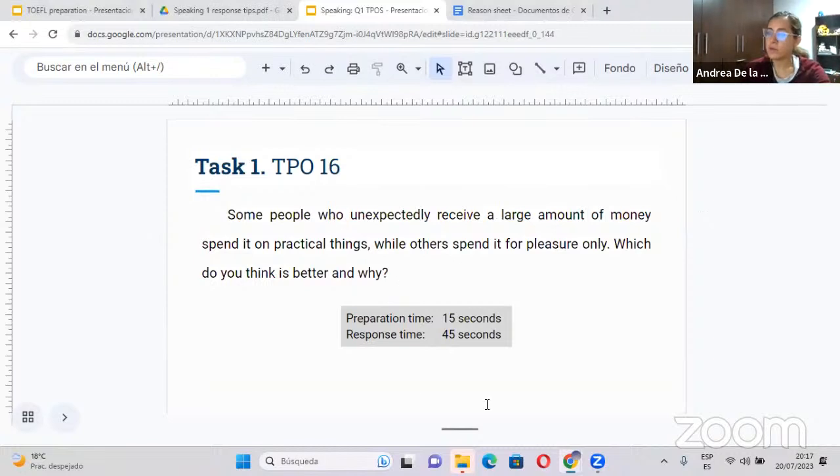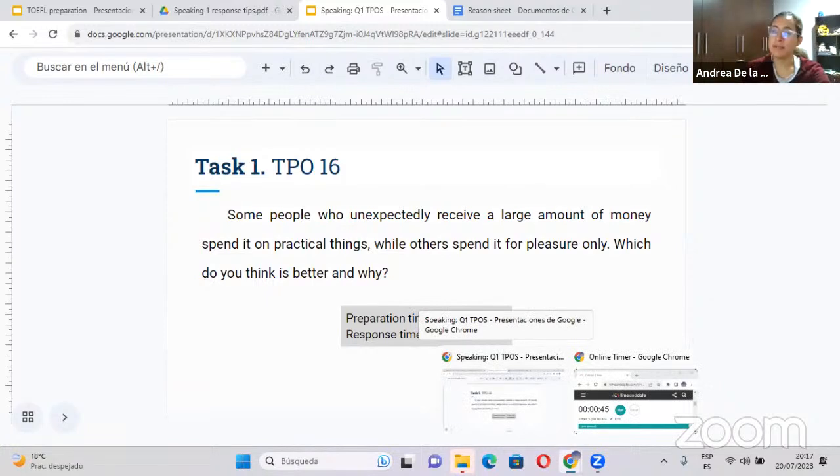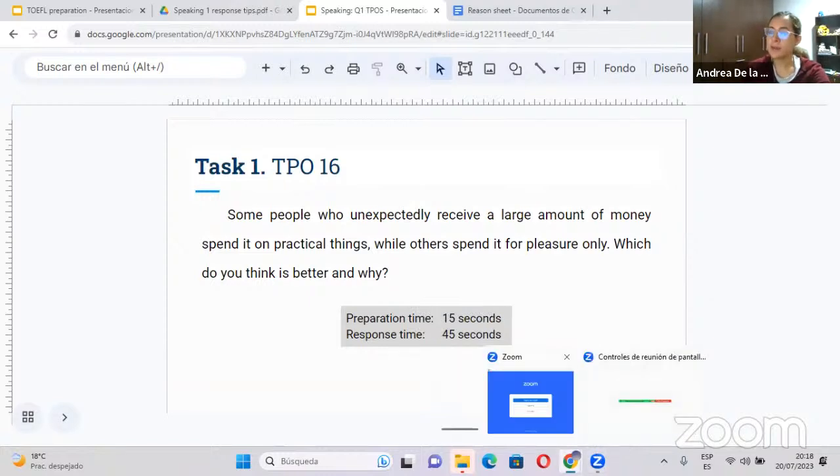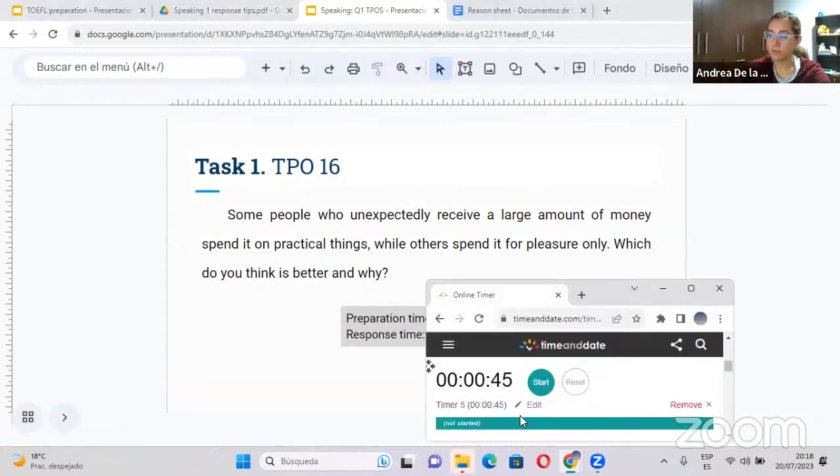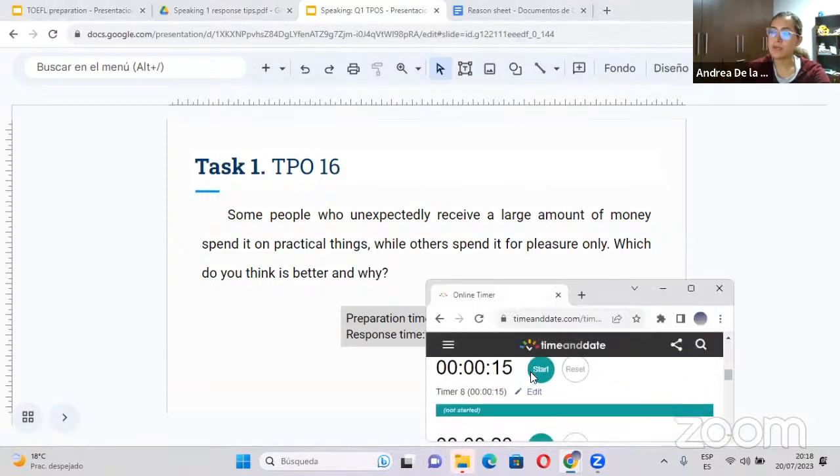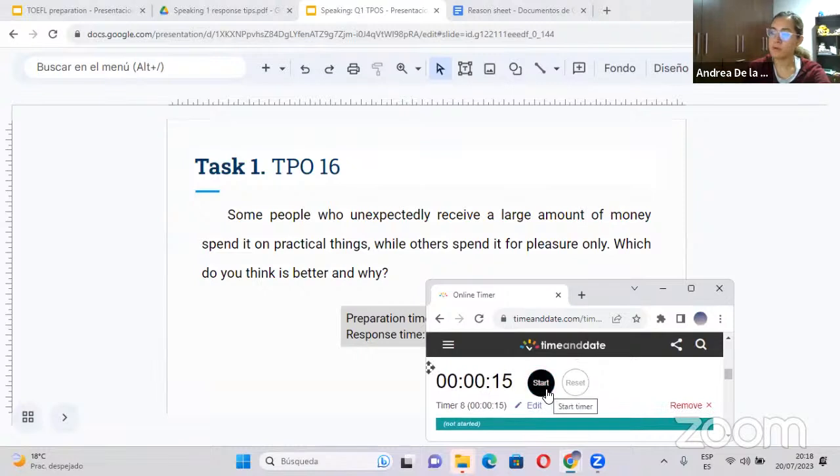Let's do another one. It says, some people who unexpectedly receive a large amount of money spend it on practical things, while others spend it for pleasure only. Which do you think is better and why? Now you guys will have 15 seconds to prepare your response.